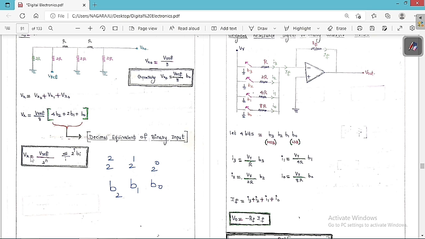Generally I can write the general expression as Vx is equal to V reference by 2 to the power of n into sigma i, 2 to the power of i into bi. Or simply, Vx is equal to V reference by 2 to the power of n, where n is the number of binary inputs, into the decimal equivalent of this binary input. This is the point that you always need to keep in your mind.